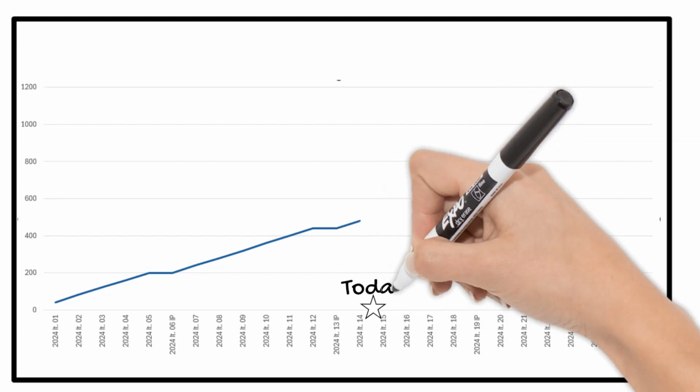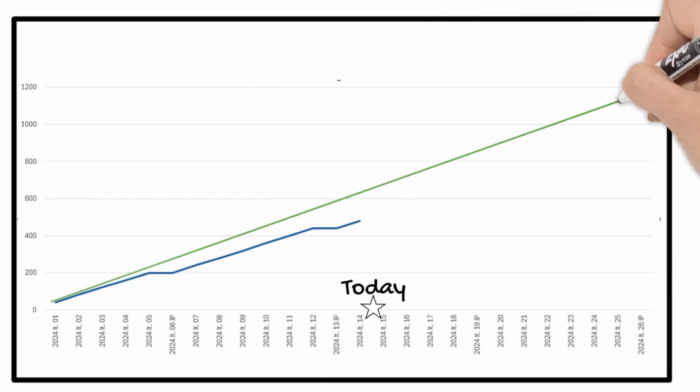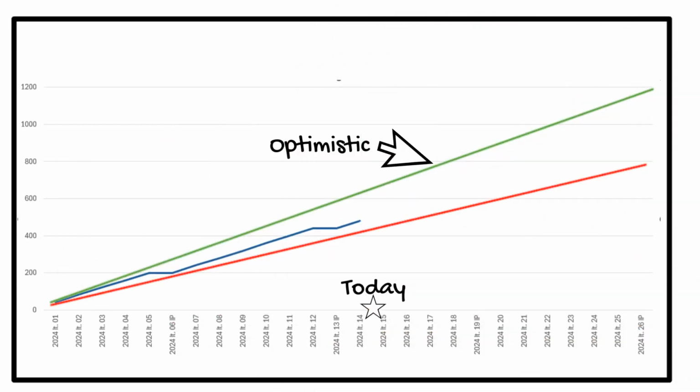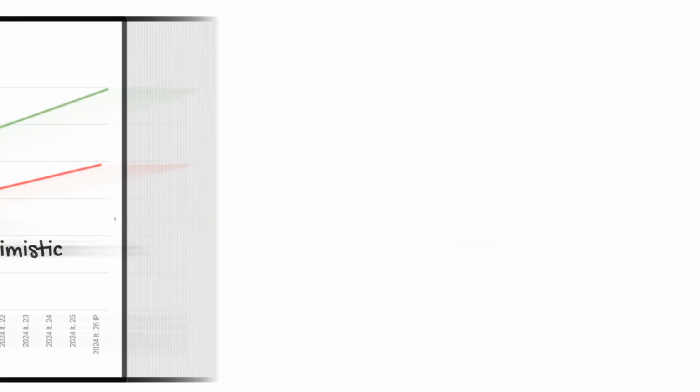Let's look at a variation of the velocity chart where we track cumulative work delivered over time. We will plot two lines, the optimistic trend line and the pessimistic trend line. The amount of space between them is due to the variability of the team's velocity. This variation of the velocity chart helps us with forecasting. Let's look at a couple of examples.